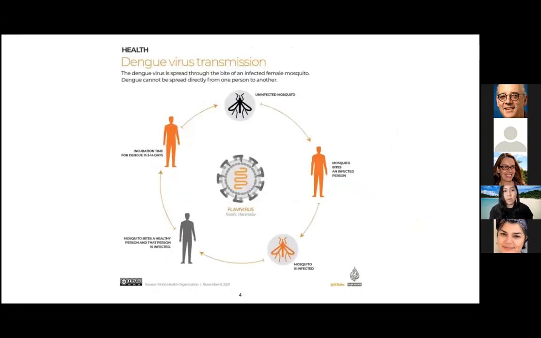In thinking about how dengue is transmitted, it's transmitted when an uninfected mosquito bites an infected individual. That mosquito then becomes infected with dengue, bites a healthy individual, and within 3 to 14 days, that individual begins to develop symptoms.